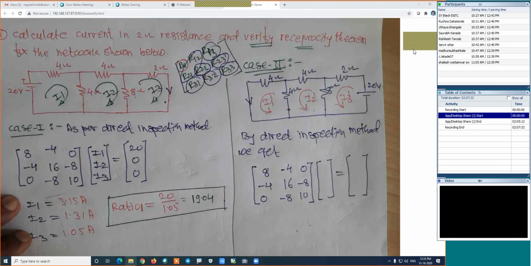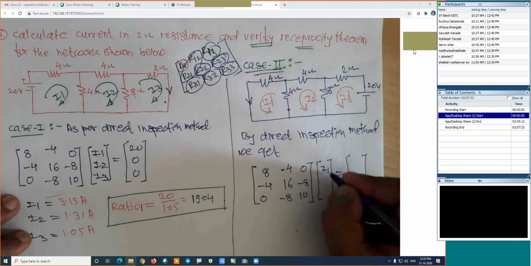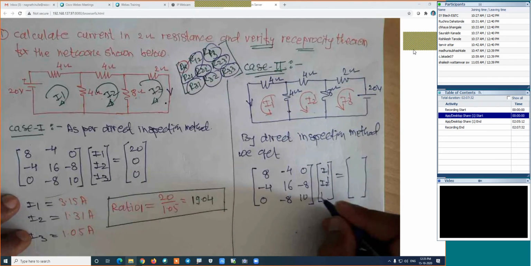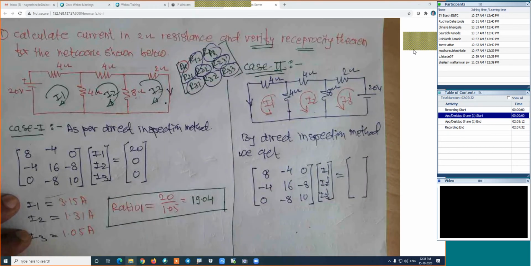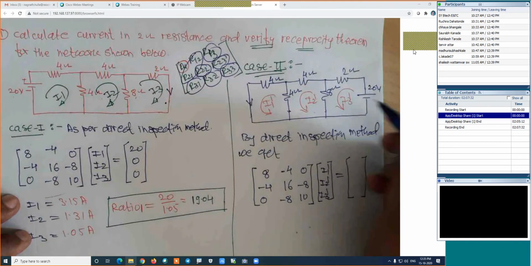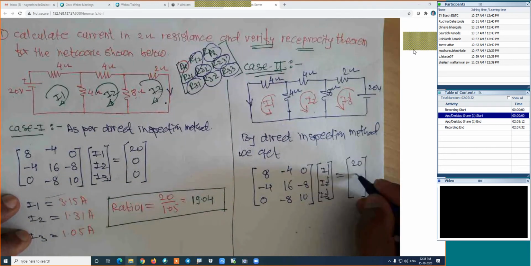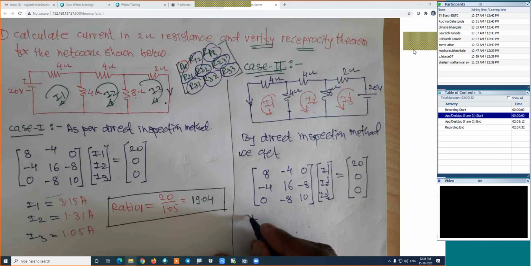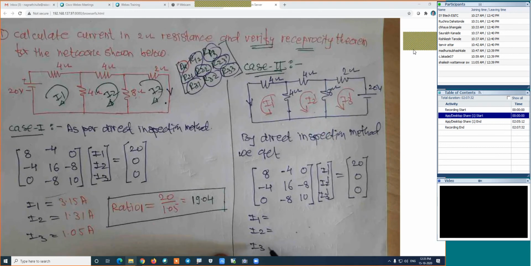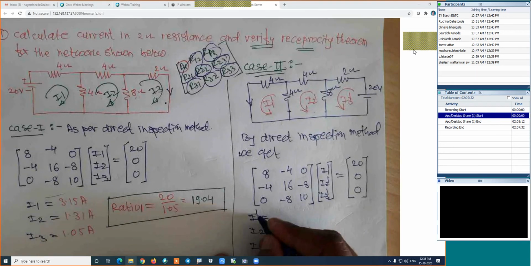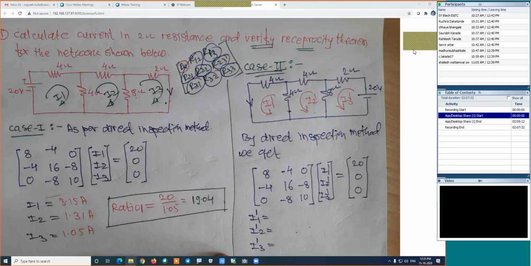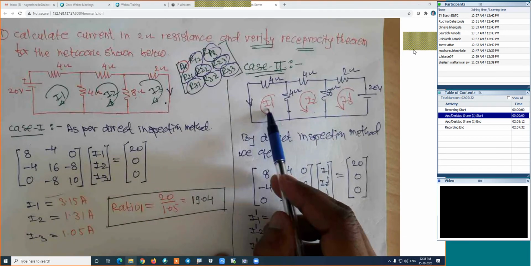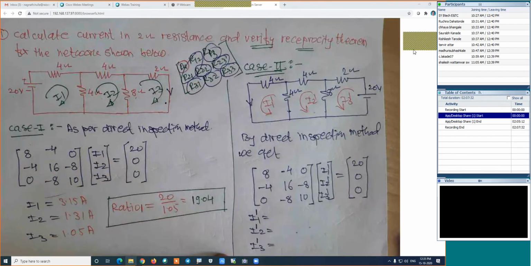Now what are these values? These are I1 dash, I2 dash, and I3 dash. What are the constants? If we are traveling with the direction of the current, the first constant is 20, the second is 0, the third is 0. Now we will find the currents I1, I2, and I3, which are nothing but I1 dash, I2 dash, and I3 dash. But our interest is I1 dash, because we have interchanged the positions of V and I.